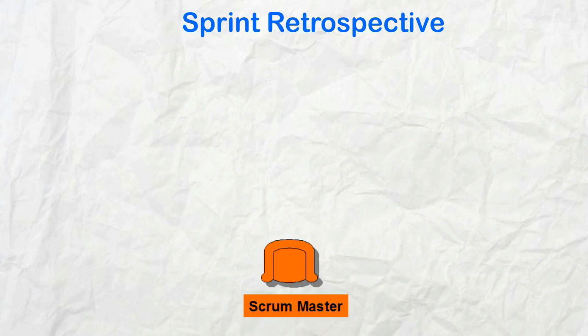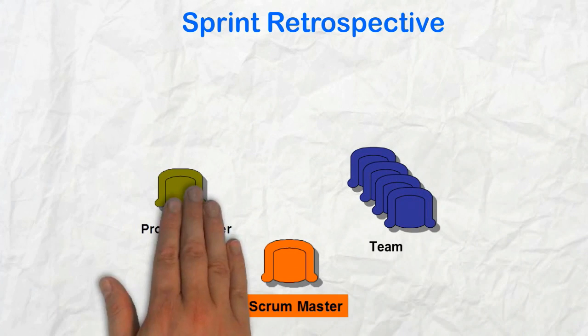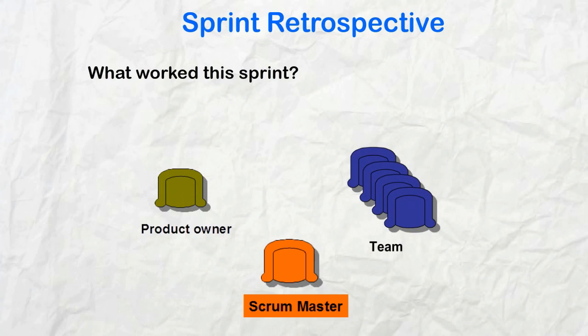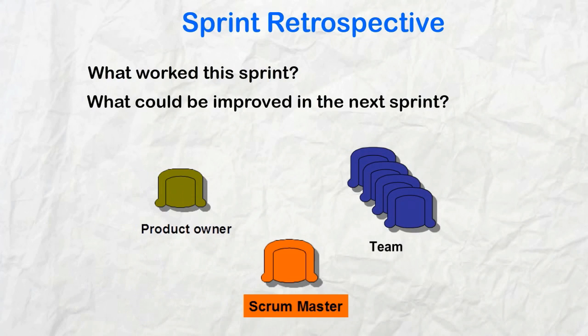Sprint Retrospective. This is a meeting held after the review and before the next sprint. One by one, each team member answers the questions. What worked in this sprint and what could be improved in the next sprint? This is a chance for the team to inspect and adapt. It generates continuous improvement. Each of these events has a specific purpose, and these are the only set of events that Scrum defines in order to deliver a project.